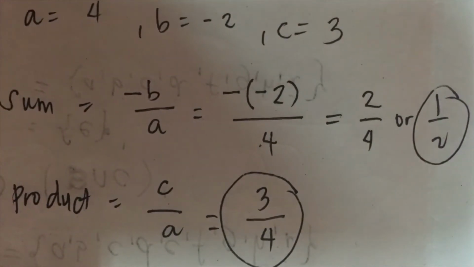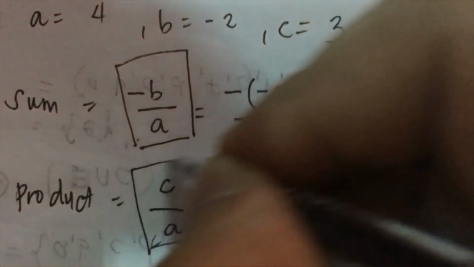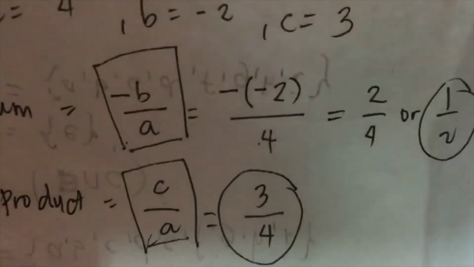Okay? So just remember our two formulas: negative b over a for the sum, and for the product, that is c over a. Now, the most essential thing is how to use this sum and product for us to know what quadratic equation these roots will be forming. Okay, so given roots, we will identify the quadratic equation.